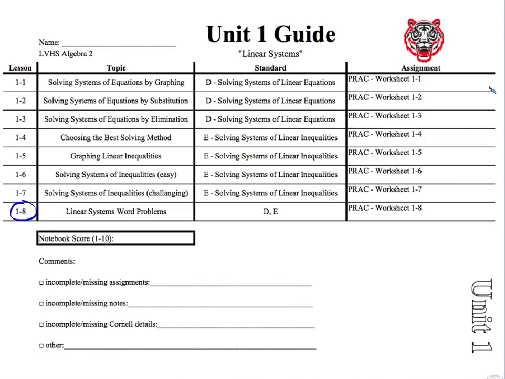Graphing. Look up at the board, guys. I'm giving us a hint up here: 1-1 through 1-3. Graphing was a tool. You already said graphing. The other 2 tools are substitution and elimination. All of these things, graphing, substitution, elimination, are 3 tools to solve a system of linear equations.